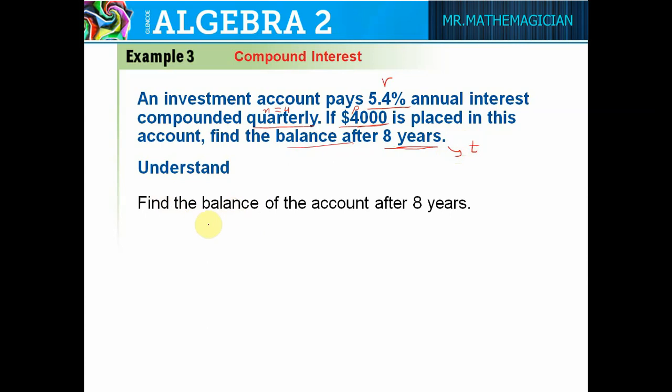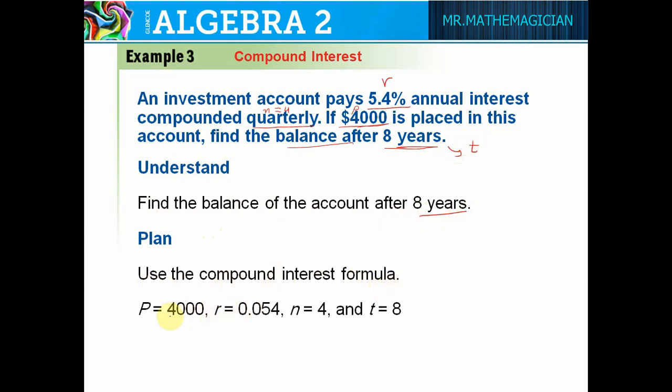So let's find the balance of the account after 8 years. Let's use the compound interest formula. P equals 4,000, R equals 0.054. Of course, we divided 5.4 by 100 to transform from percent into decimal. And N is 4 because quarterly is mentioned, and T is 8.